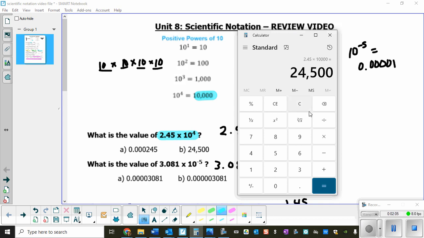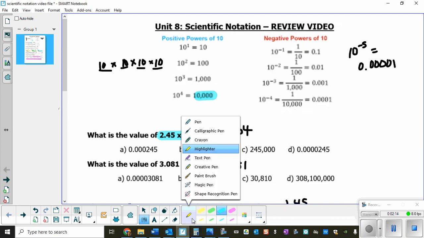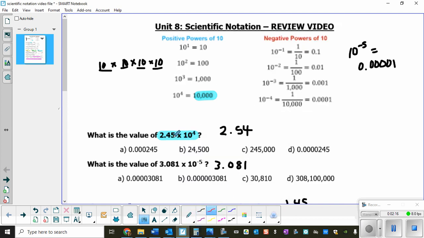But the whole purpose of scientific notation is that we don't have to use the calculator. We can just use the exponent to get the final number. So all I'm going to do is use the exponent here, y'all, and I'm just going to move it over 4 times. So take a look. And whoops, it should say 2.45, not 54.